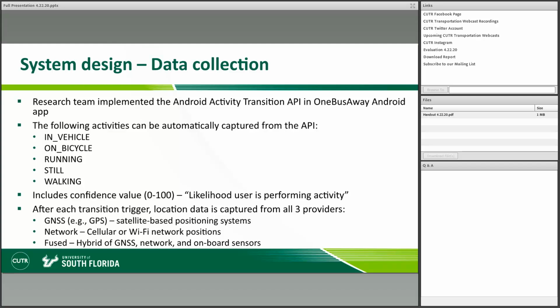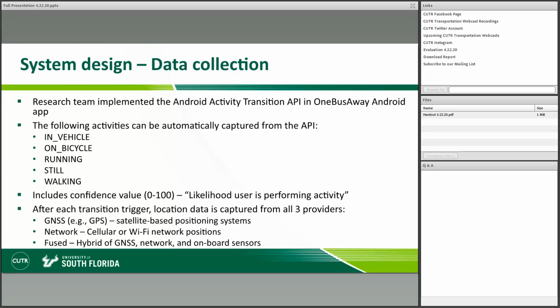And then after each transition trigger, when we get the notification the user's activity has changed, our app fires up and captures location data from the 3 different location providers that are available on Android devices. These different providers include global navigation satellite systems, GNSS, and GPS is one example, the US GNSS. These are satellite-based positioning systems that use satellite signals from outer space to figure out exactly where you're located.